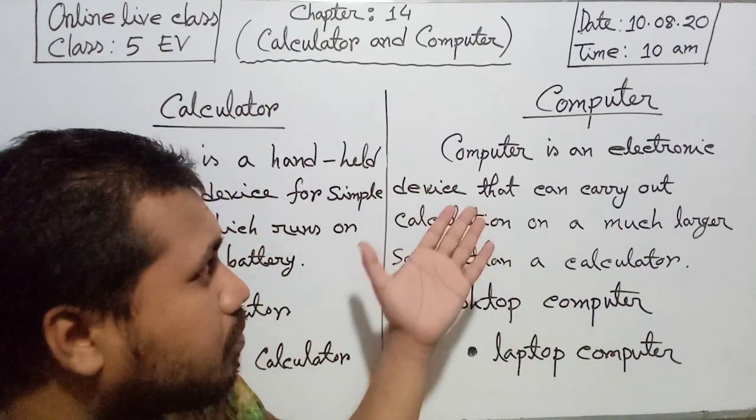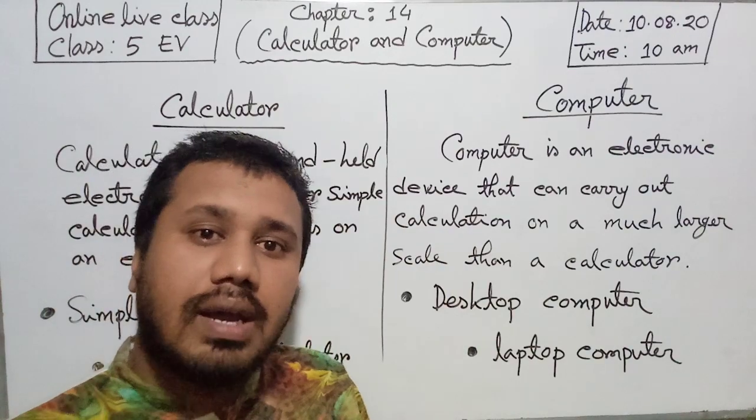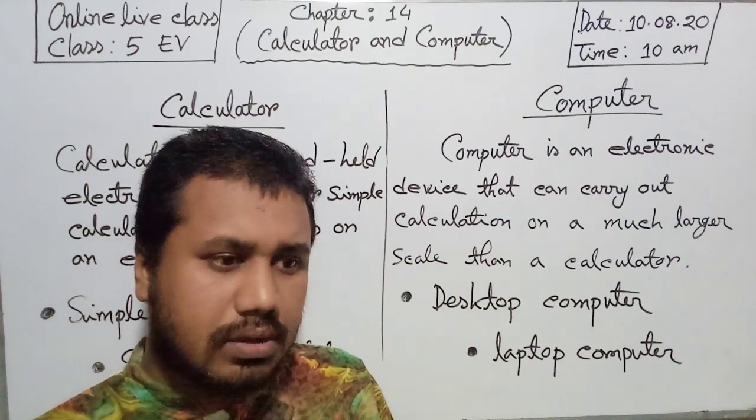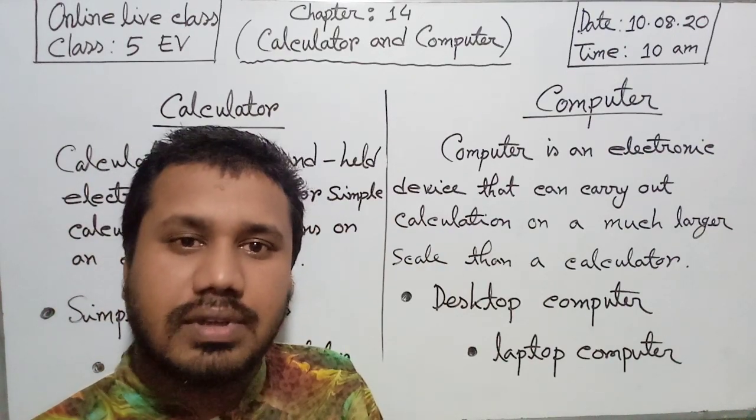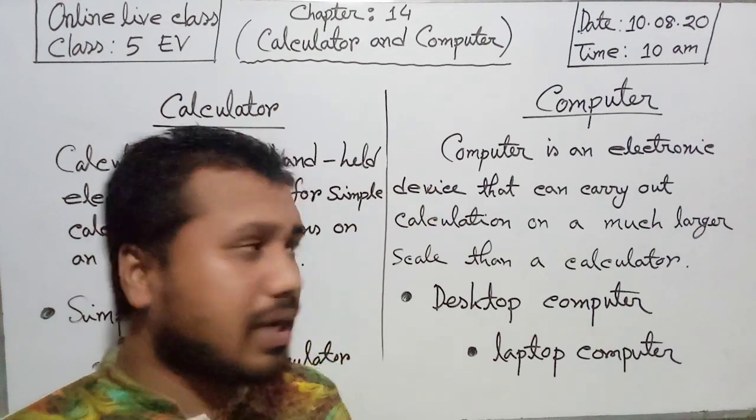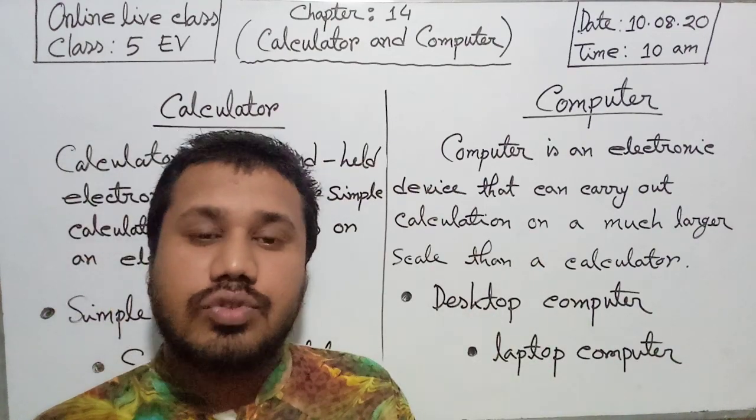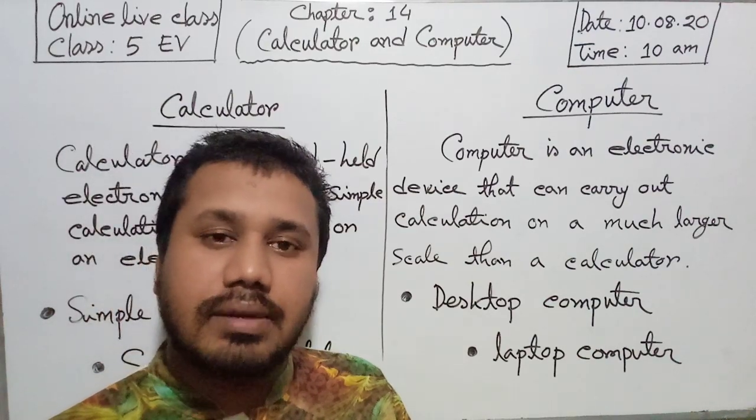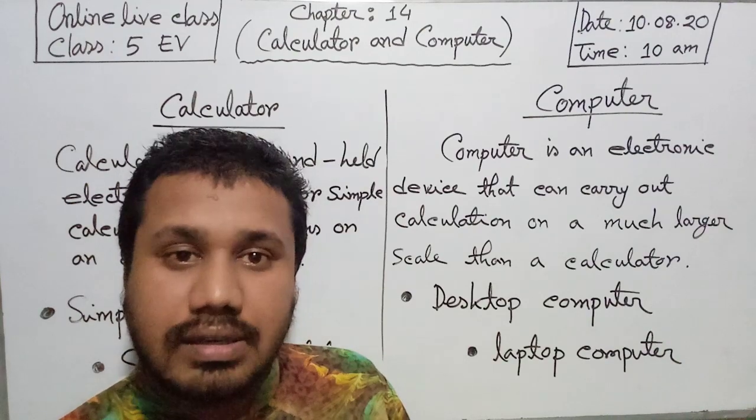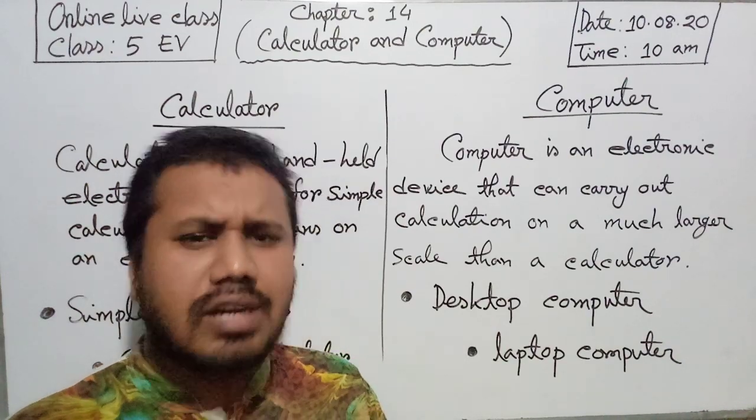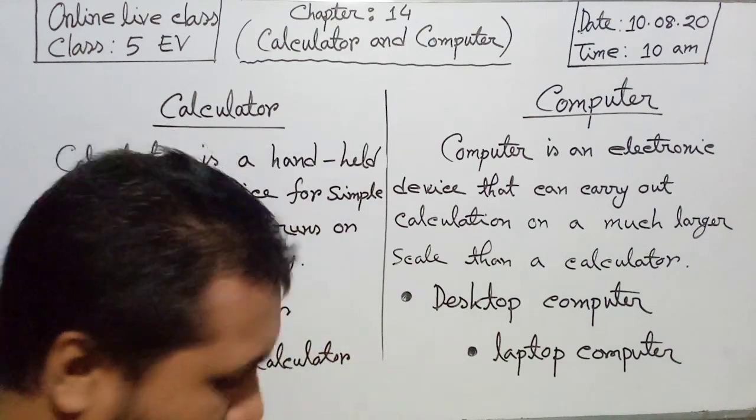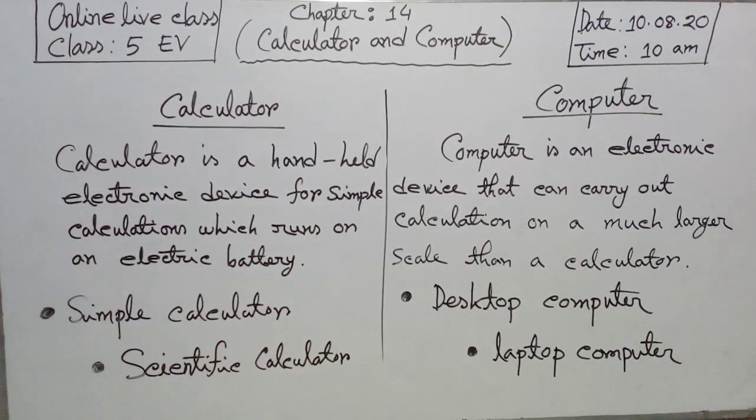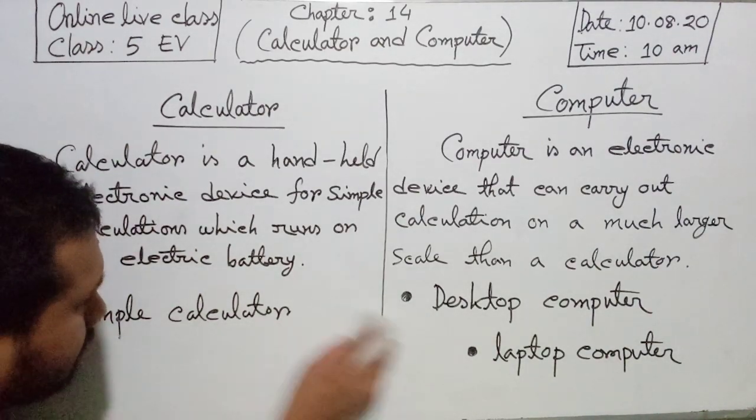Clear? So computer and calculator both have the same target, to solve any problem for calculation, but nowadays computer is used for different types of necessity. Suppose we can communicate with one another by using the internet and so on. Clear? Okay, now dear students, at first we discuss calculator, scientific calculator and simple calculator.